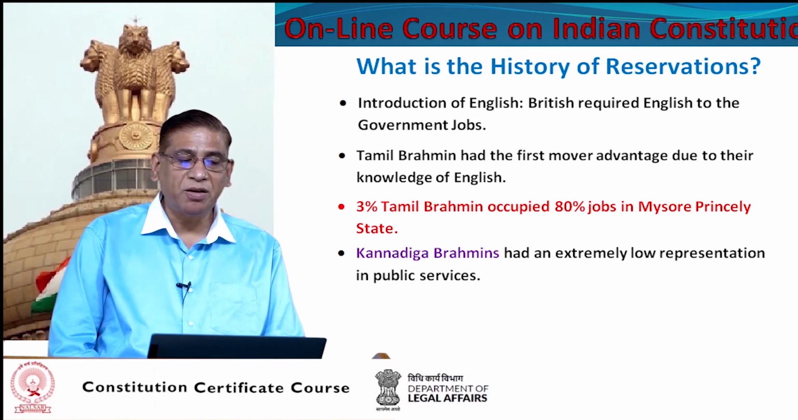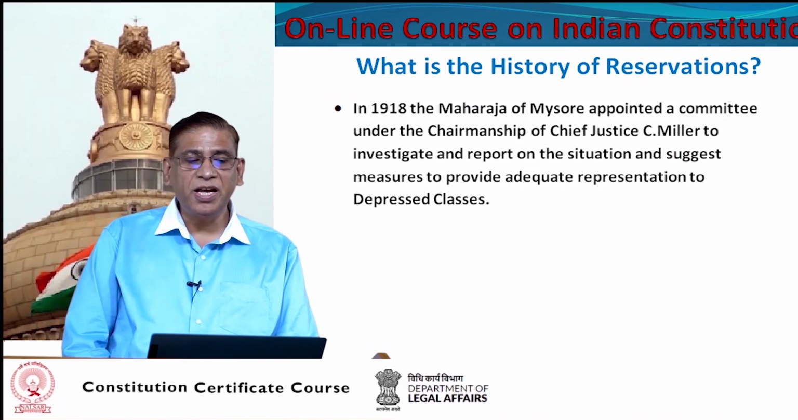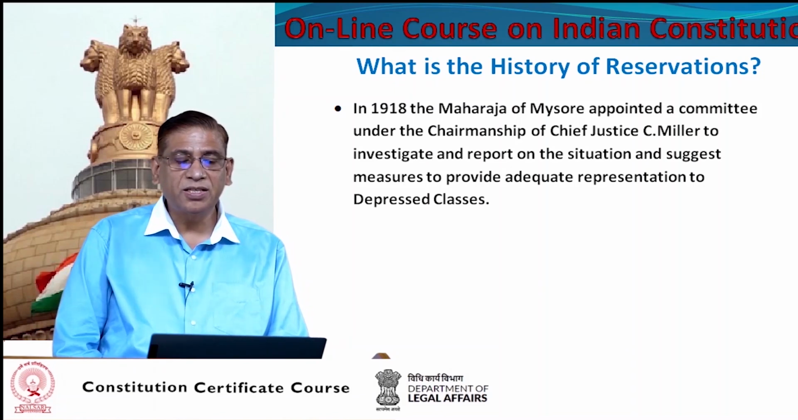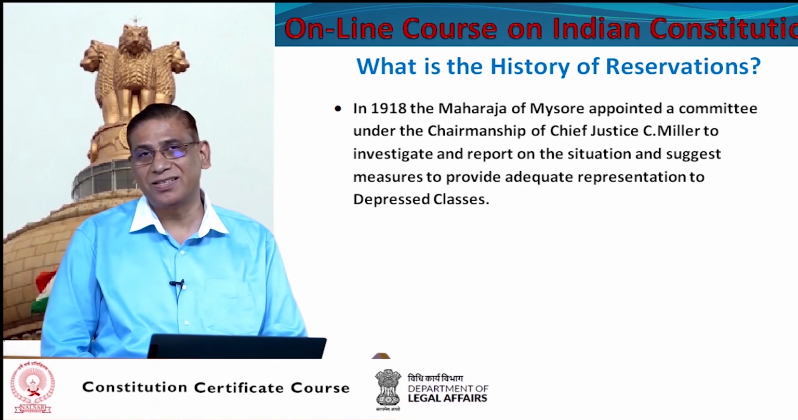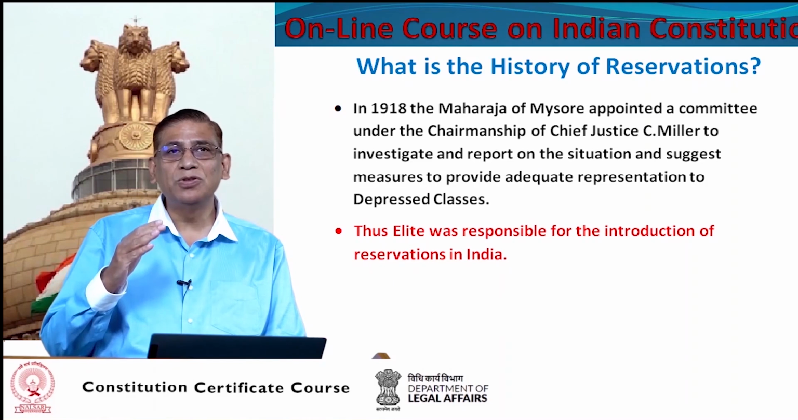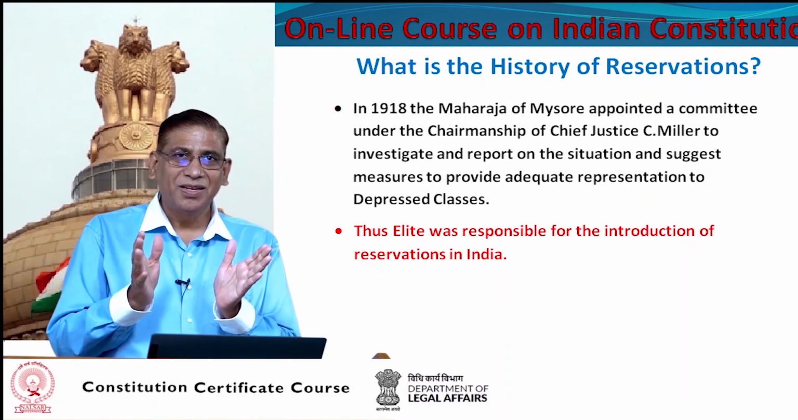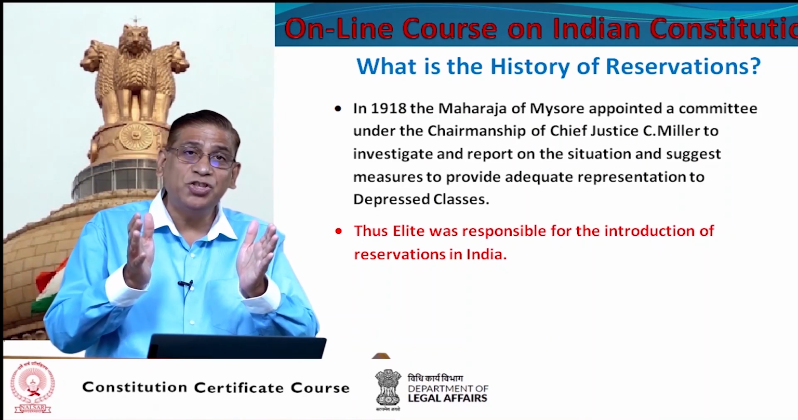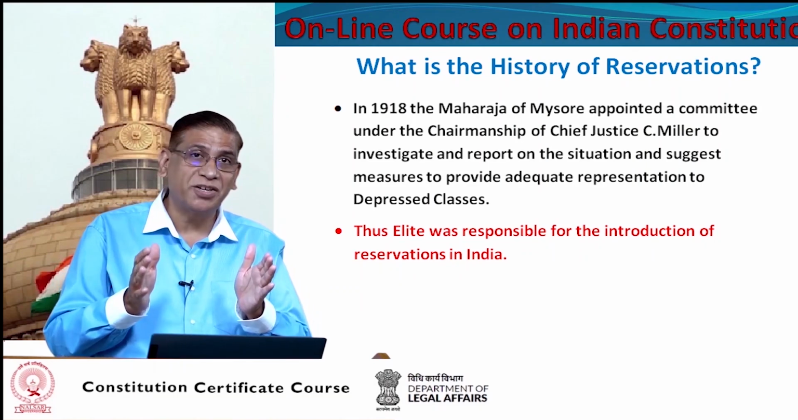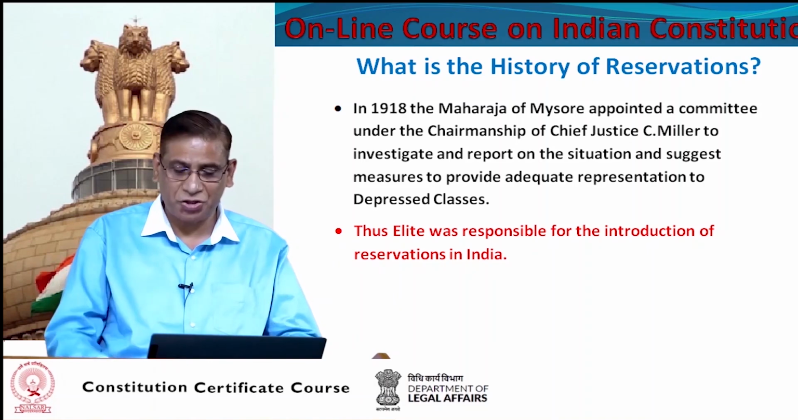Accordingly, in 1918, the Maharaja of Mysore appointed a committee under the chairmanship of Chief Justice Miller to investigate and report on the situation and suggest measures to provide adequate representation of depressed classes. At that time, the term used was depressed classes. Thus, it is the Kannada Brahmins who initially flagged the issue of their low representation, and therefore they contributed to the adoption of the policy of reservation.